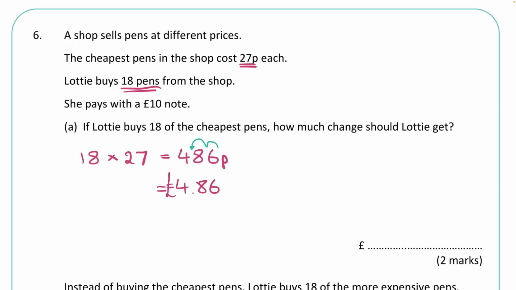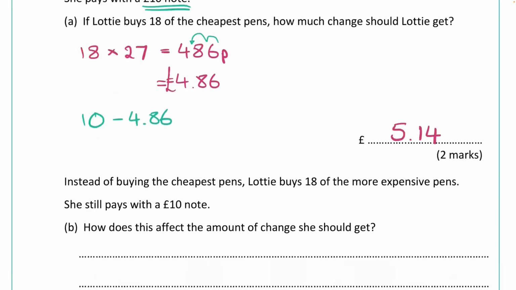Now she pays with a £10 note, and we want to know how much change she gets. So we want to do the £10 that she's paid with, take away the £4.86 that it's cost, and again we're going to type that into the calculator after writing our working out down, and that gives me a final answer here of £5 and 14 pence.